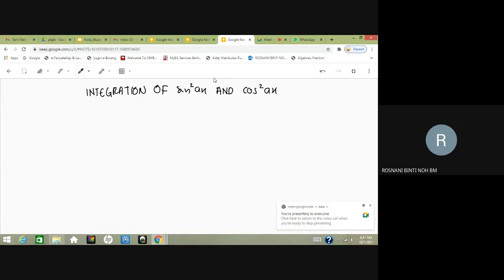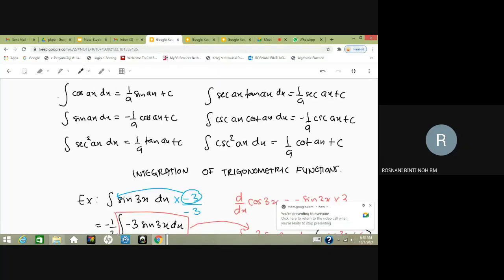Integration of sine squared ax and cos squared ax. Alright, so before we solve this one, let's take a look at the original formulas of integration or differentiation. As you can see from these 6 formulas of integration, none of them is using sine squared or cos squared. We only have secant squared and cosecant squared. No sine squared and no cos squared.